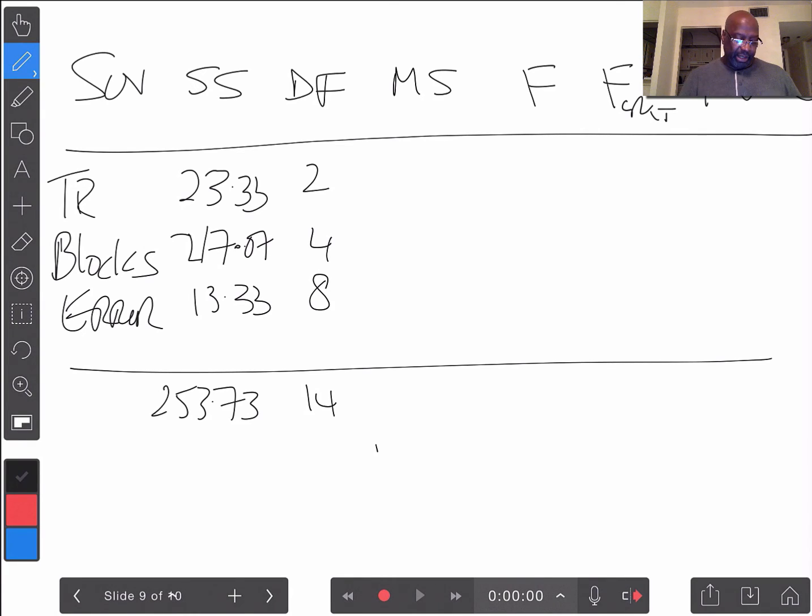And the mean square values: MSTR would be 23.33 over 2, which gives us 11.67. MSBL is 217.07 over 4, which is 54.27. And then MSE is 1.67. Let's find the F values. In this problem, we can get two F values: one based on the treatments and one based on the blocks.